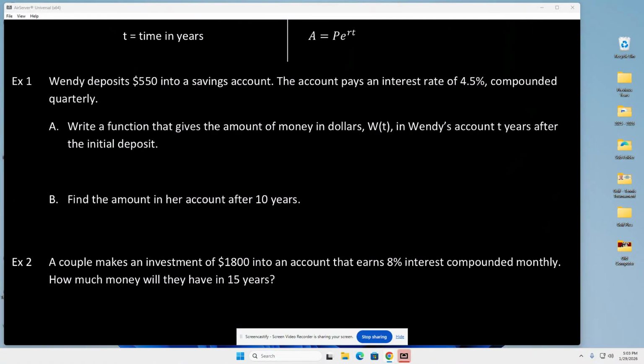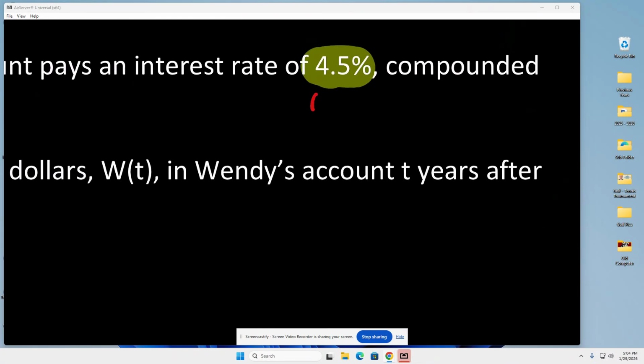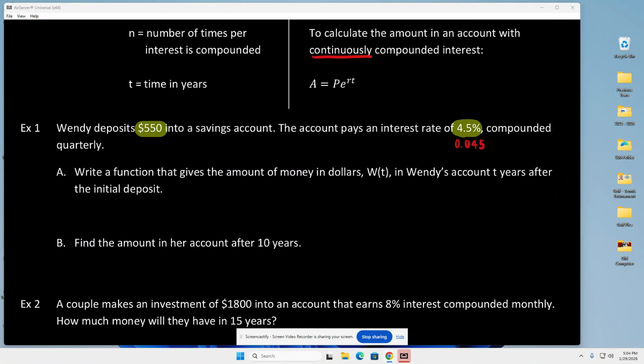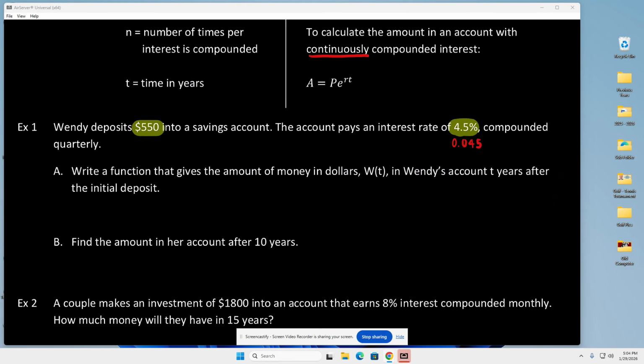Wendy deposits $550 into a savings account. You already know what that is. That's your P, right? That's your initial value. The account pays an interest rate of 4.5%. Again, let's keep doing what we've been doing. That's 0.045, right? We move that decimal 2 to the left. And then here's the key. Look what it says. It's compounded how? Quarterly. We know we're using the compound interest formula, which is P times 1 plus R over N raised to the NT.